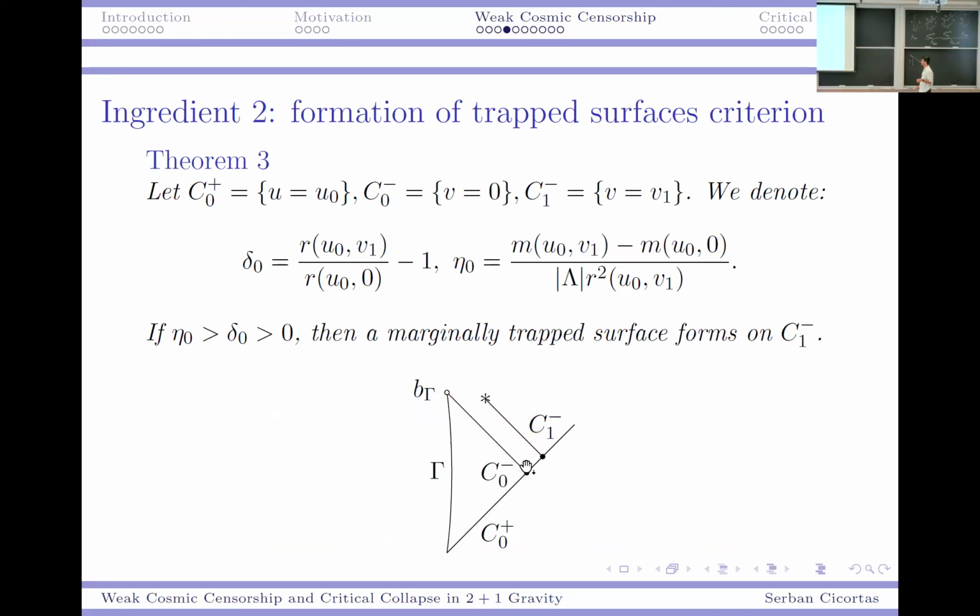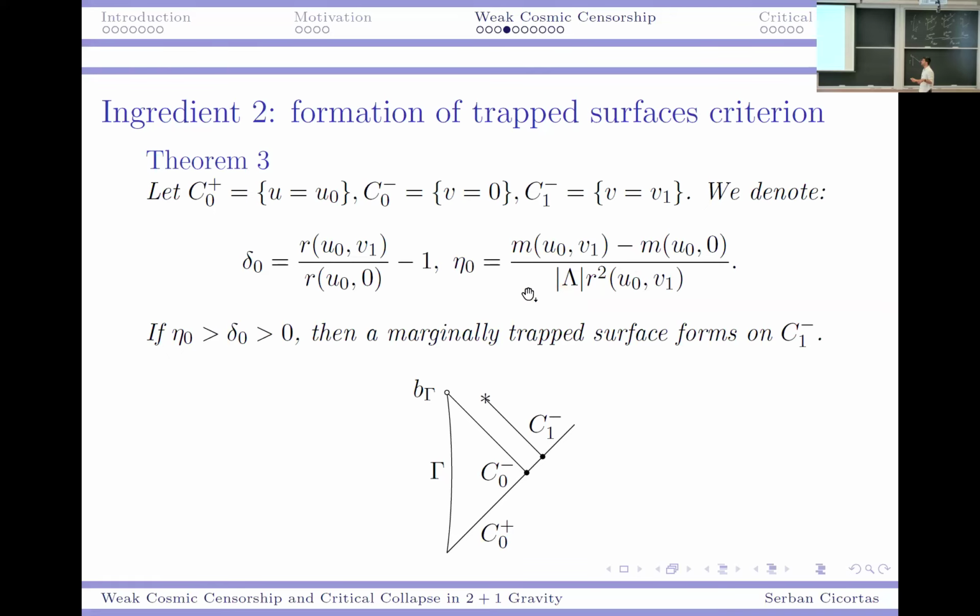So I was saying that delta naught measures the size of this annular region, and then eta naught is defined as the difference of mass in this annular region divided by lambda r squared. First note that this is also a dimensionless quantity, because in two dimensions, mass is dimensionless. Lambda has units of 1 over length squared, so this lambda r squared is also dimensionless.